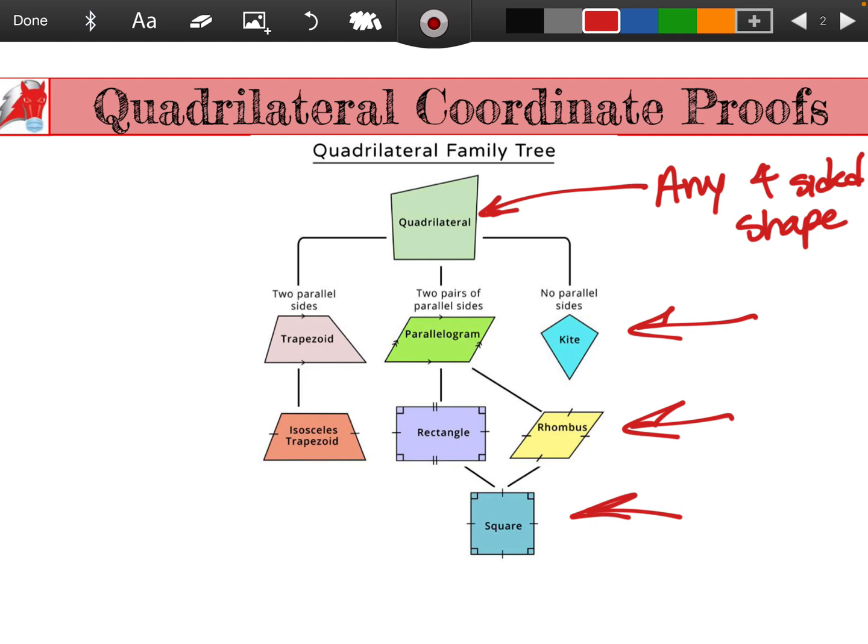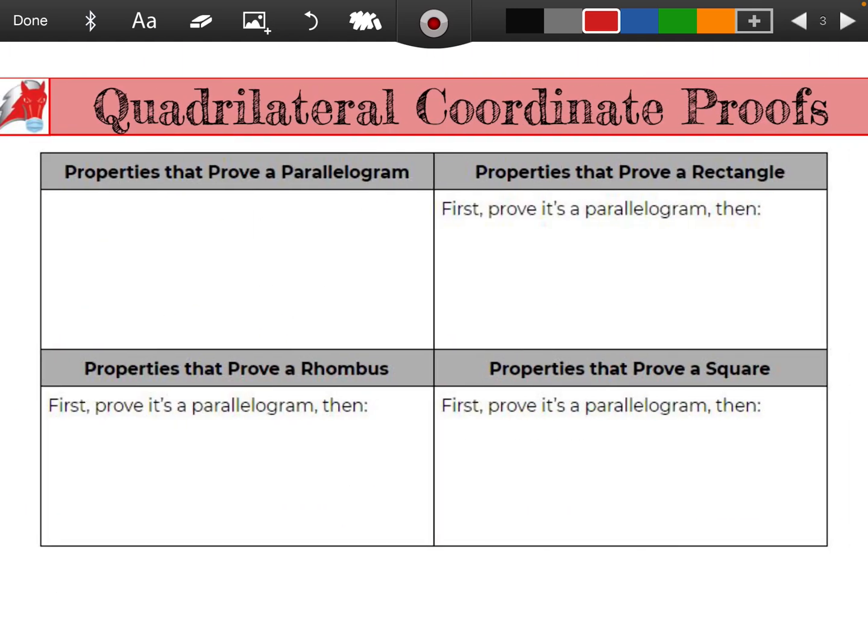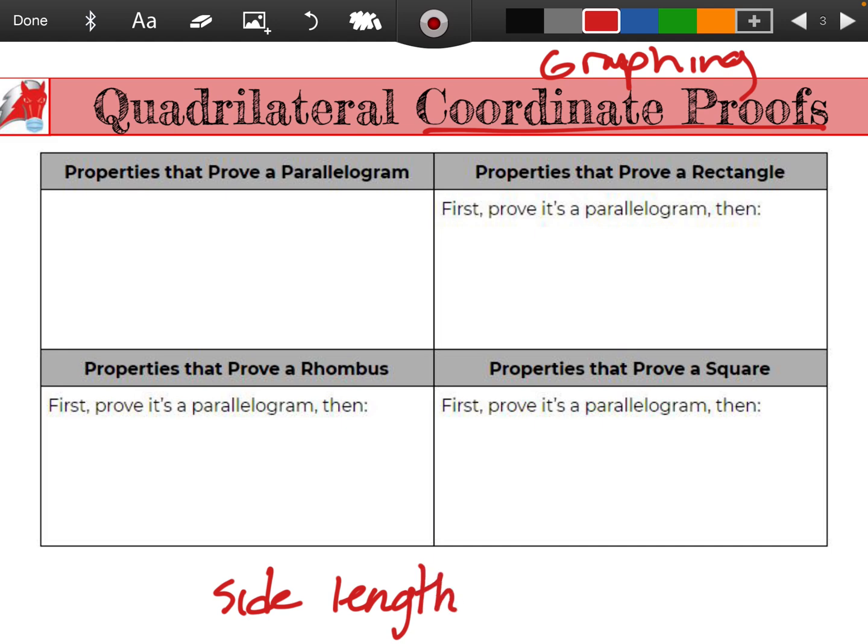So using these properties, this family tree, on the next page, what we're going to be able to say is that we want to prove something's a quadrilateral using coordinate proofs, which just means by graphing. Now this all comes down to two things, which is side length and slope. If I find the slope and the side length of what I'm looking for, how those interact with each other will tell me everything I need to know.